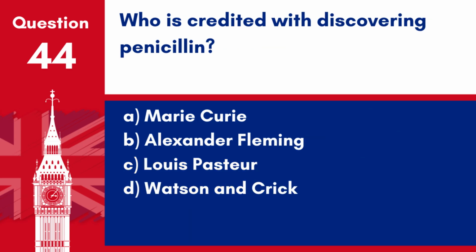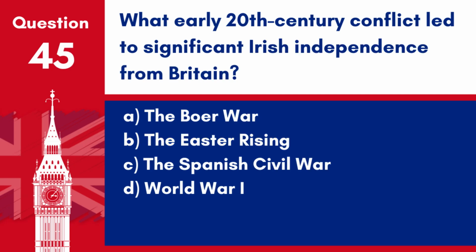Question 44. Who is credited with discovering penicillin? A. Marie Curie. B. Alexander Fleming. C. Louis Pasteur. D. Watson and Crick. Answer: B. Alexander Fleming. Alexander Fleming is credited with the discovery of penicillin in 1928, which marked the beginning of modern antibiotics. Question 45. What early 20th century conflict led to significant Irish independence from Britain?